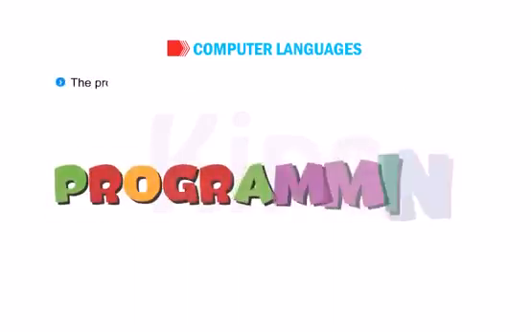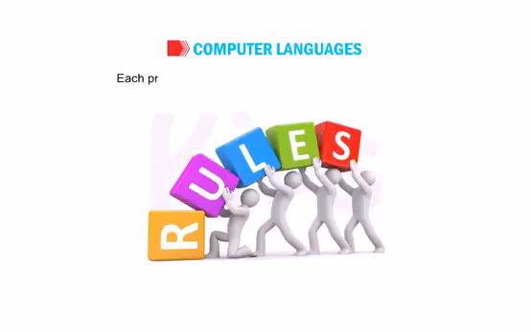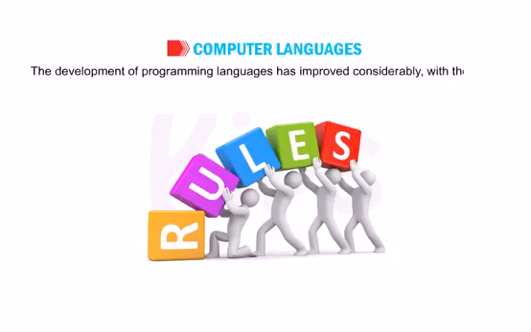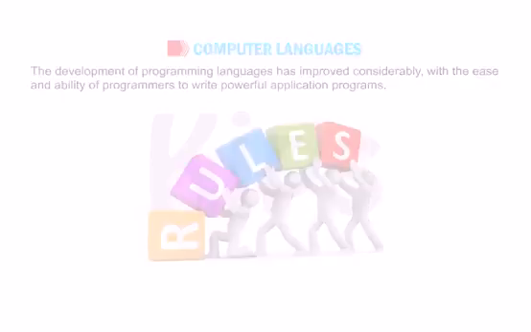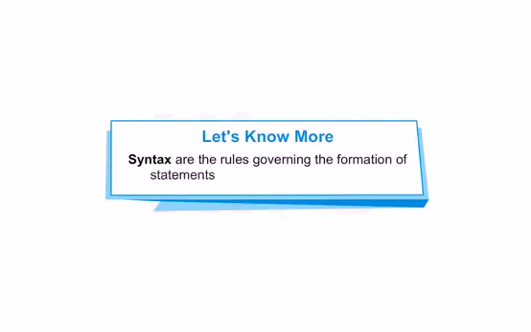The process of writing specific instructions in a computer language is called programming. Each programming language has its own specific rules. The development of programming languages has improved considerably with the ease and ability of programmers to write powerful application programs. Students, please note that syntax are the rules governing the formation of statements in a programming language.